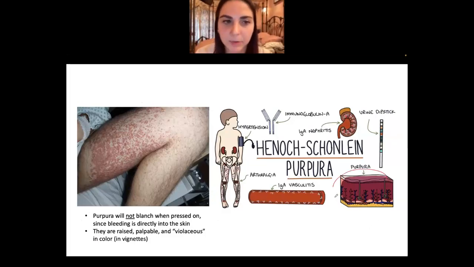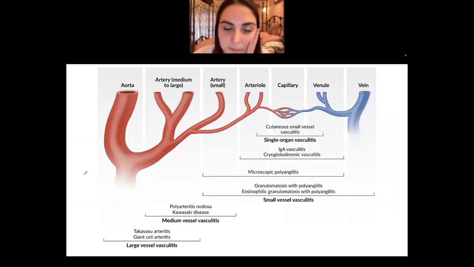So I just wanted to give you the example of these are not blanchable because they bleed directly into the skin. And then in vignettes, they might not say purpura because it'll give it away, especially with HSP, which has purpura in its name. So they might not say purpura. What they'll say is there's raised, palpable, violaceous lesions. Violaceous just means purple. Okay, but a good way to think about it is it's an IgA vasculitis. Literally, IgA makes these immune complexes and then it deposits just randomly throughout the body.